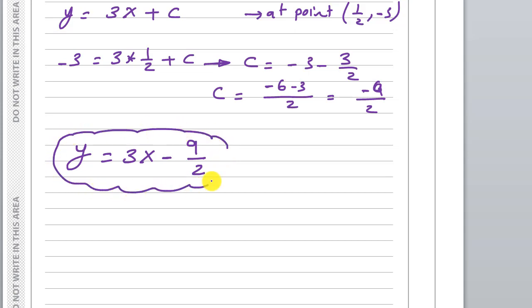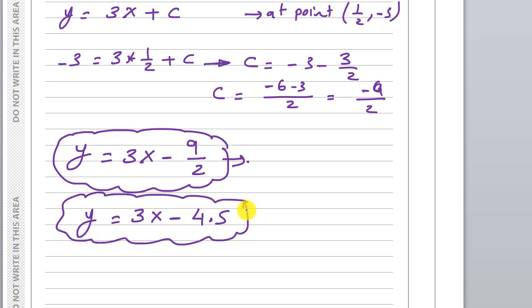And this is the answer to the question. You can write it in this way, or you can write y equals 3x minus 4.5. Both equations are the same. Okay, and this is the answer to this question.